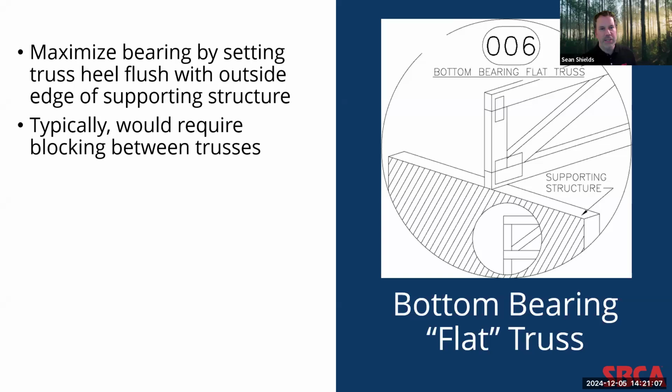Going back to focusing just on this detail, again, from a design and installation standpoint, you'll want to maximize the bearing area by setting the heel of the bottom chord of the truss flush with the outside edge of the supporting structure, just like you would with any other roof truss. But unlike the details of the trusses with the stubs, blocking would typically be required between the bottom chord bearing parallel chord roof trusses.